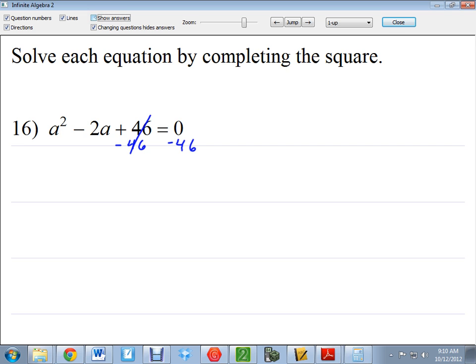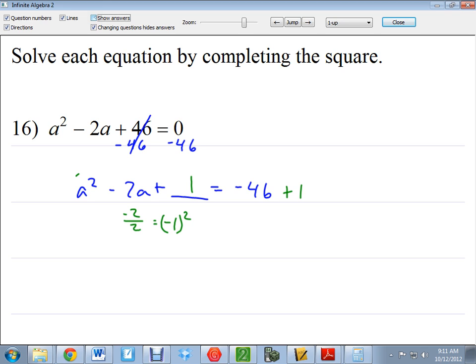I'm going to subtract the 46 from both sides. a squared minus 2a plus something is equal to negative 46. What I want to use is the completing the square process. I take the negative 2 divided by 2, and I get negative 1, squared, and I get positive 1. Of course, if I add 1 to the left side, I also have to add 1 to the right side. So we want to make sure that we're doing that.